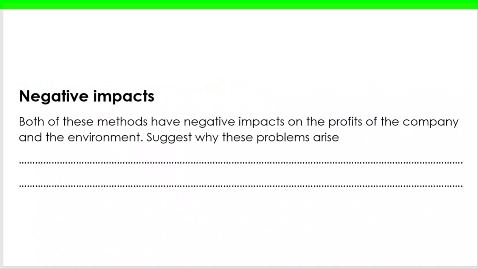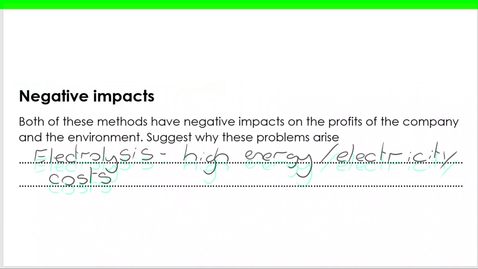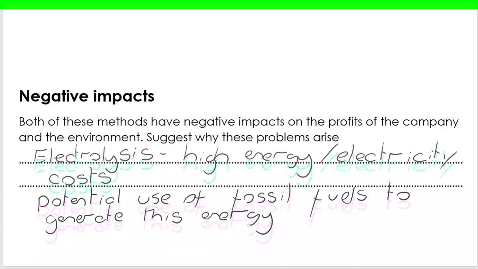So what are the negative impacts of both of these methods? In both of them, we're using electrolysis. That means we've got very high energy costs, very high electricity costs. So that explains the economic impact, but we're also potentially going to be burning fossil fuels to do that. So there is the impact on global warming and greenhouse gases as well.